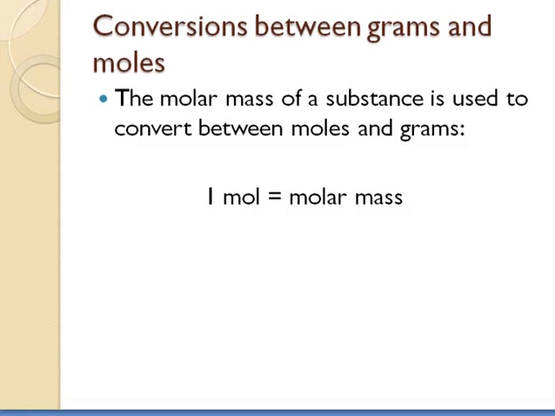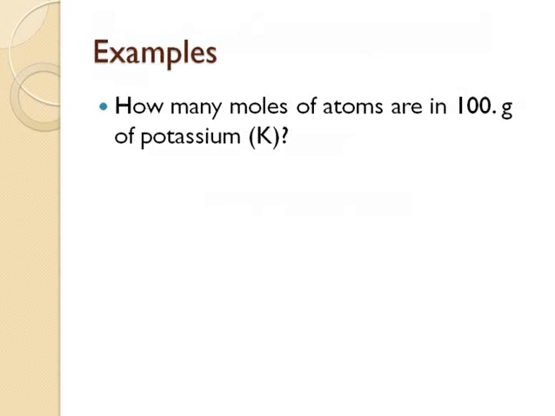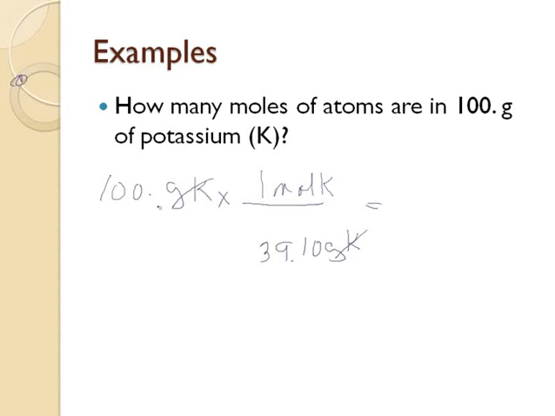Okay, so the molar mass of a substance is used to convert between moles and grams. 1 mole equals 1 molar mass. So how many atoms are in 100 grams of potassium? Well, I can use factor label here, right? I have 100 grams of potassium. And what I know from looking at the periodic table is 39.10 grams of potassium is 1 mole of potassium. If I set it up right, the grams of potassium will cancel out, and I am left with 2.56 moles of potassium.